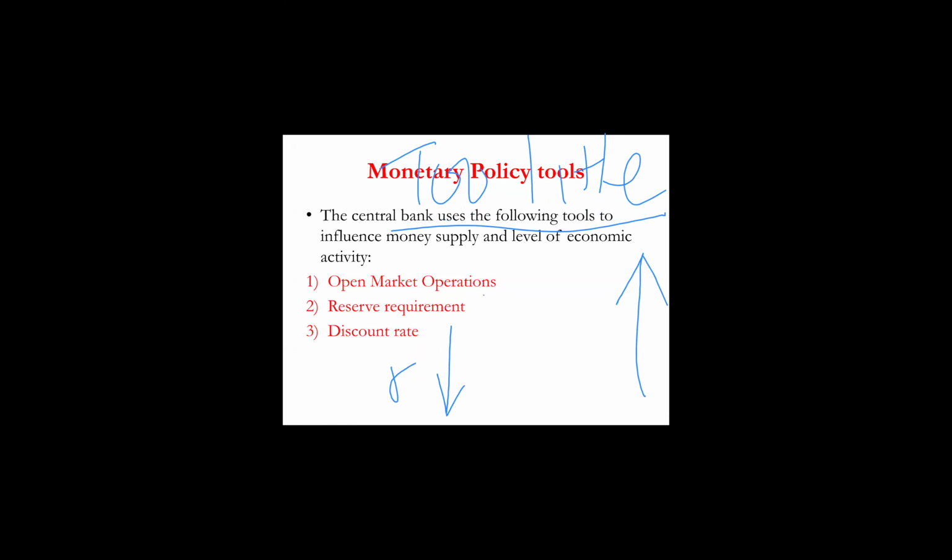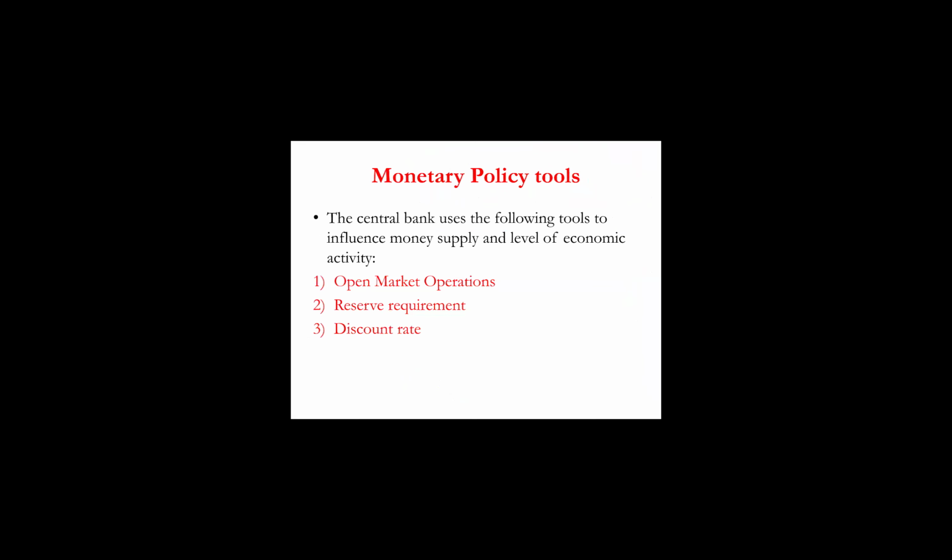And now that it is cheaper, more commercial banks will borrow more money from the central bank, and that money will be given out as loanable funds, and those loans will go into circulation and the money will go into circulation. So basically, this is how the central bank of the country controls money supply using these three tools. And for the purpose of an exam, you must be able to explain how these tools work one by one.